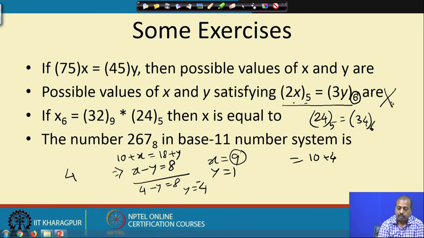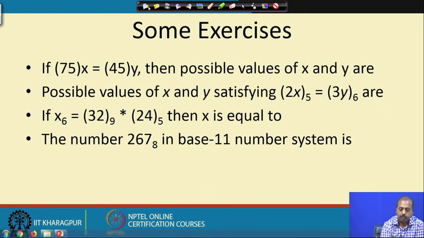Okay. Then the third problem is simple. Here we have 32 to the base 9 and 24 to the base 5. You multiply them, and for multiplication purposes, you can first convert both of them to their decimal values, do the multiplication and then convert it into a base 6 number system. So, you have to go on dividing the number by 6 and see what the remainders are, and then you can represent the remainders like that.